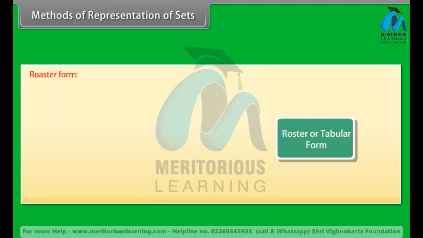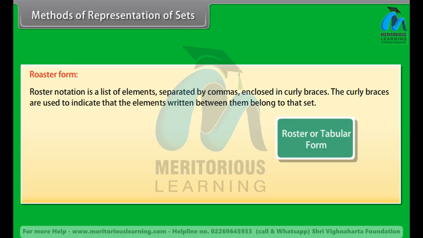Roster form. Roster notation is a list of elements separated by commas enclosed in curly braces. The curly braces are used to indicate that the elements written between them belong to that set. Let's look at some examples of sets listed with roster notation.